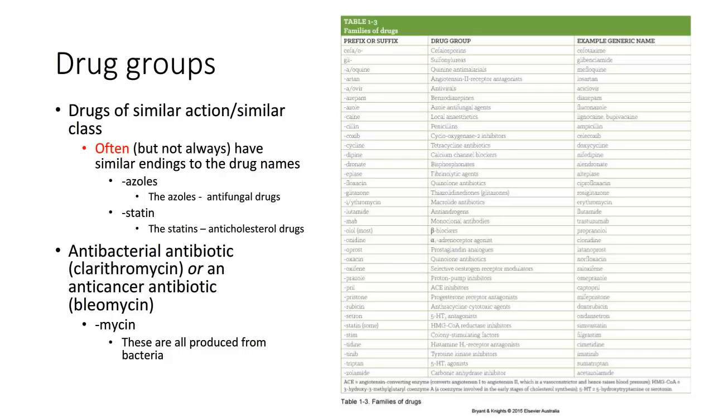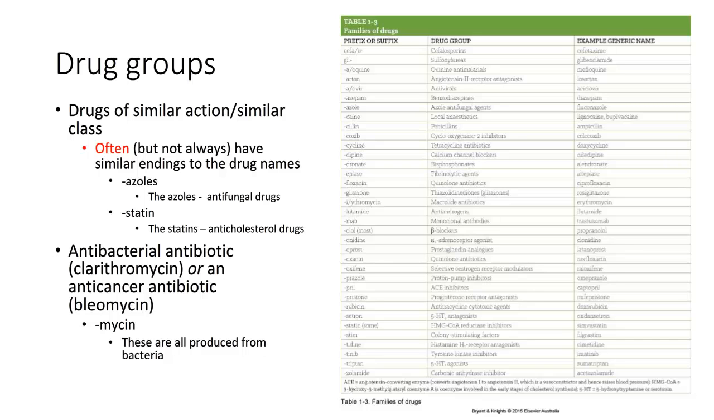But there are a couple of circumstances where that naming section doesn't necessarily tell you what it expects you to tell you. An example of that is where we start talking about antibacterial antibiotics that are named similarly to anti-cancer antibiotics. You'll notice the example there: the antibacterial is clarithromycin. The anti-cancer drug is bleomycin.